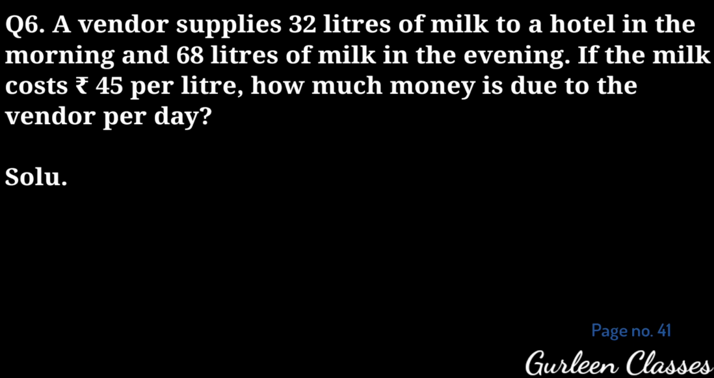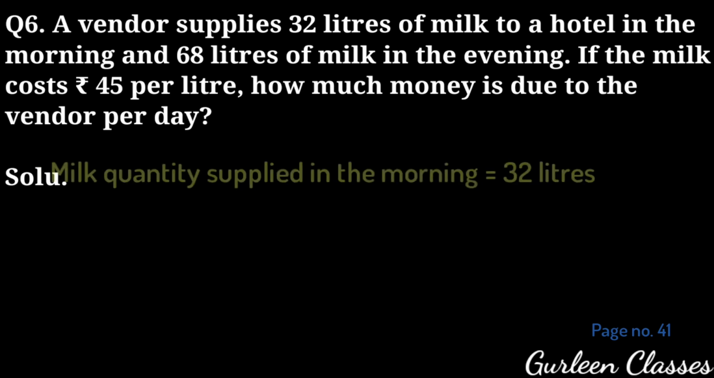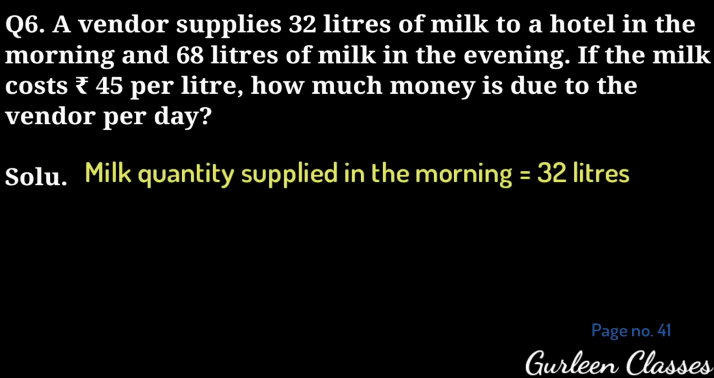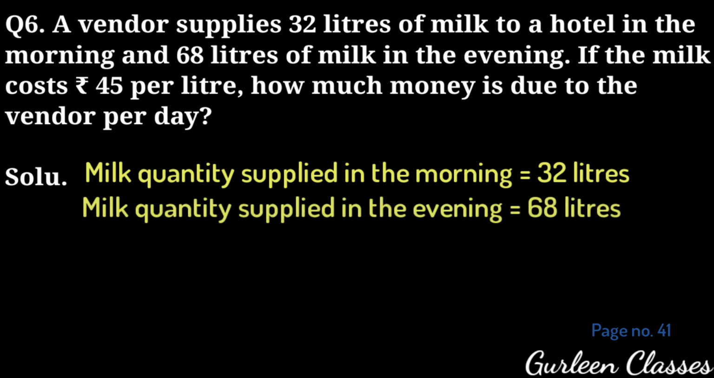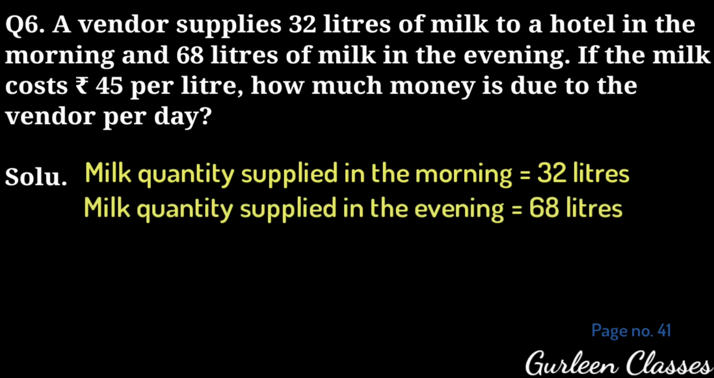Now question number 6. A vendor supplies 32 liters of milk to a hotel in the morning and 68 liters of milk in the evening. If the milk costs rupees 45 per liter, how much money is due to the vendor per day? Solution. So milk quantity supplied in the morning is 32 liters. Then milk quantity supplied in the evening is 68 liters. So cost of milk per liter is given rupees 45.